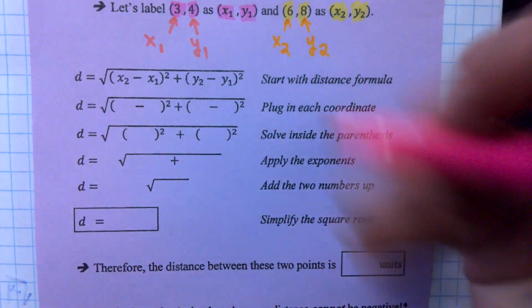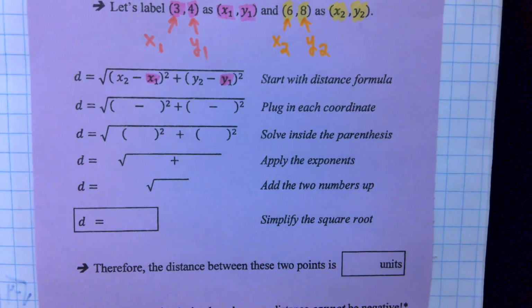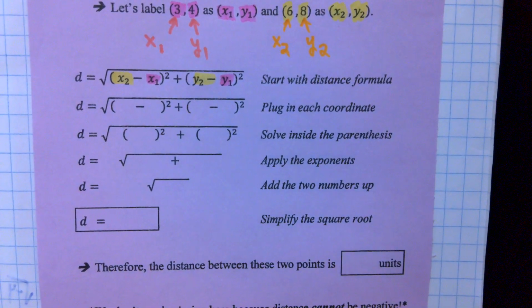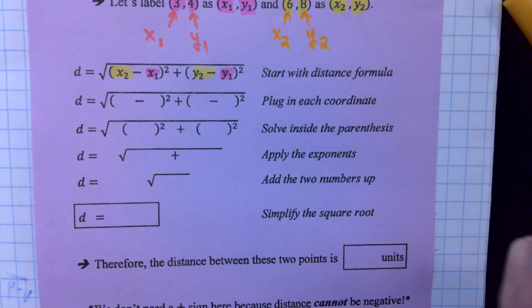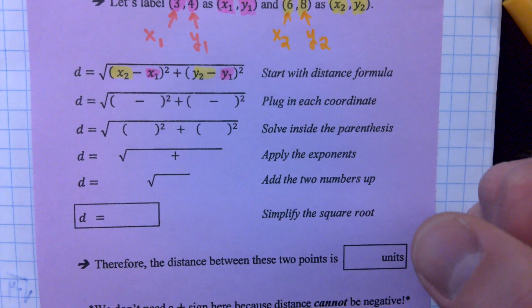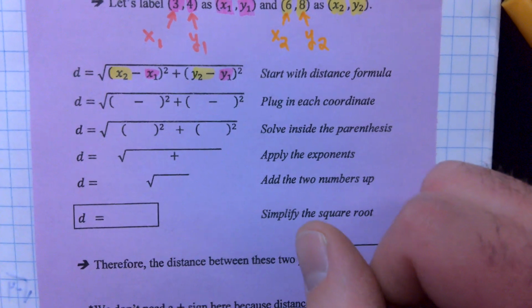My first point was pink, x1, y1. My second point was yellow. And we're using the exact same formula every time. This is not a formula you have to memorize, because you can use these notes on the test, and the distance formula is right up there on the wall. So even if you don't have a notebook, you can use that if we're taking a test.